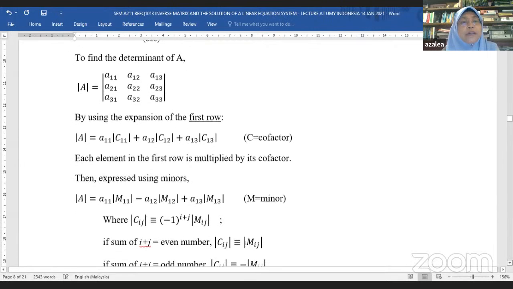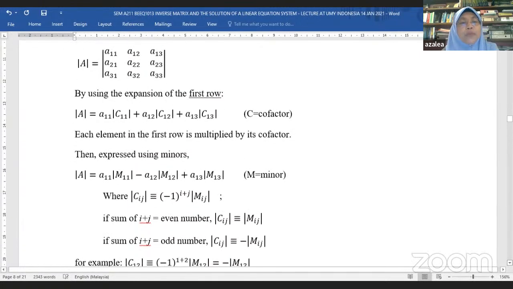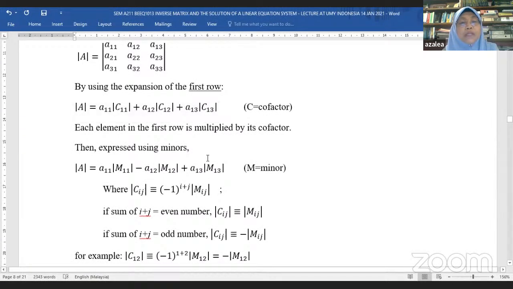To find the determinant of A, I'm just writing this, the determinant of A, so we can repeat all the elements like this. By using the expansion of the first row, in the first row we have A11, A12, A13. So the formula is A11 times the cofactor of that element, which is C11, plus A12 times cofactor C12 plus A13 times cofactor C13. Meaning each element in the first row is multiplied by its cofactor. Next, we change the cofactor into minus. We express the same formula using minus.